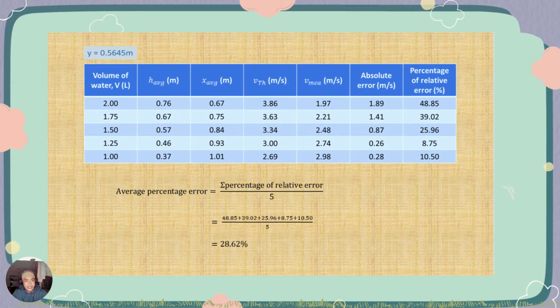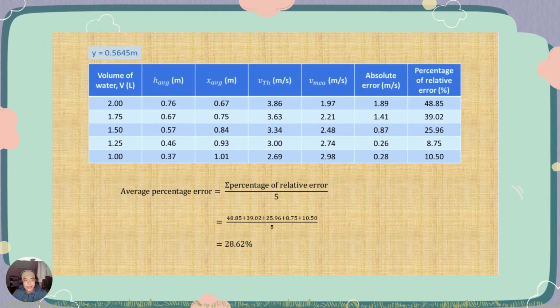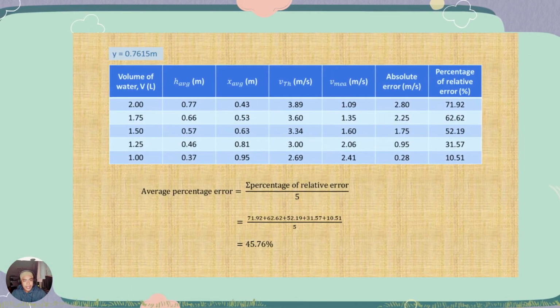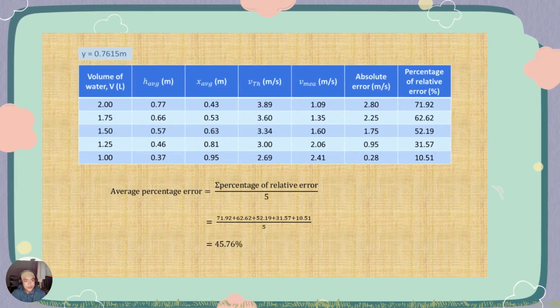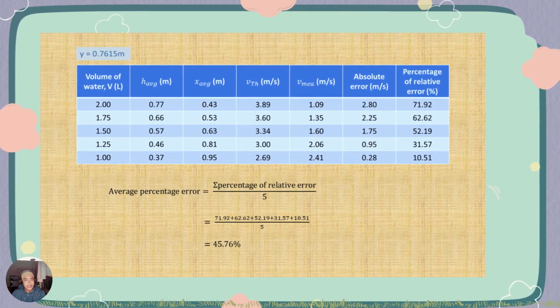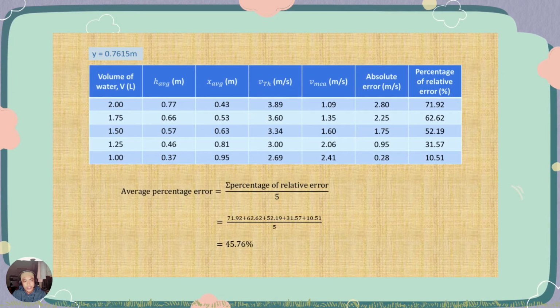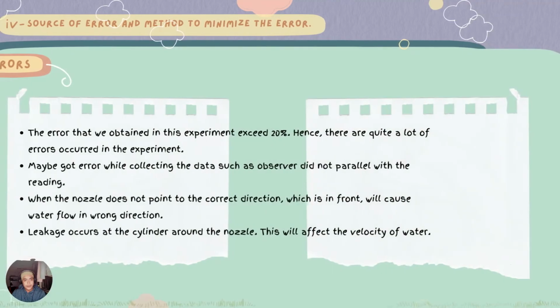Next, we move to y equals 0.5645 meter, which is 56.45 centimeter. The average percentage error we get is 28.62%. Lastly, we go to 0.7615 meter, which is 76.15 centimeter. The average percentage error we get is 45.76%.